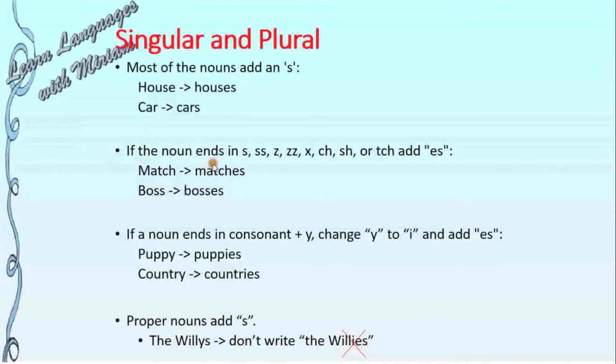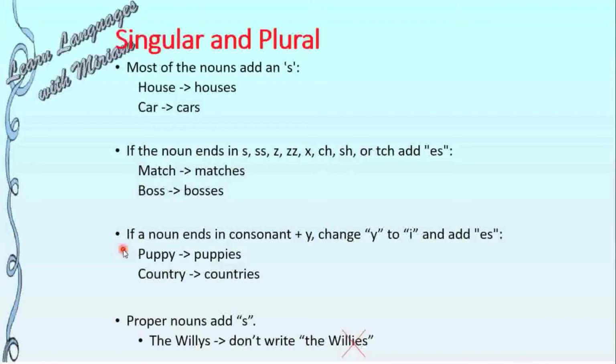If the noun ends in S, double S, Z, double Z, X, CH, SH or TCH, we add ES. For example, match, we add ES, matches. Boss, we add ES, bosses. Vamos a añadir ES cuando el nombre acabe en cualquiera de estas consonantes.